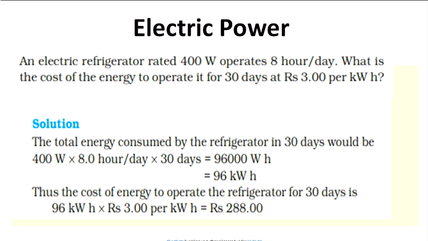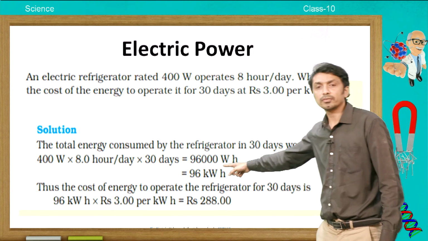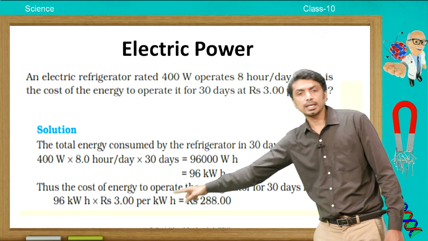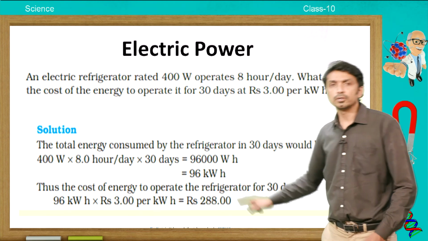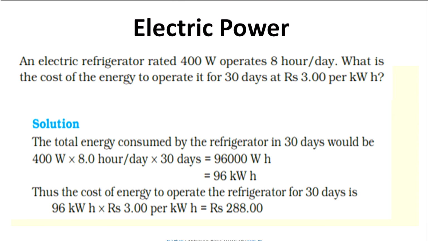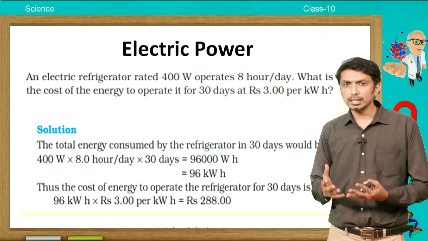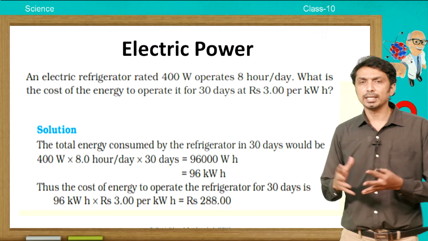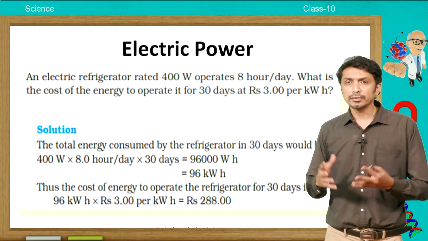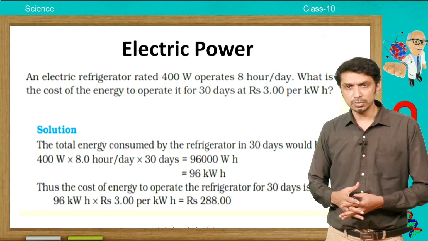So 1 unit costs, in the problem they have given, rupees 3. So the total cost of 96 kilowatt hour is 96 into 3, that is 288 rupees. So children, here you are able to see how the electrical bill is calculated at our homes for domestic uses.